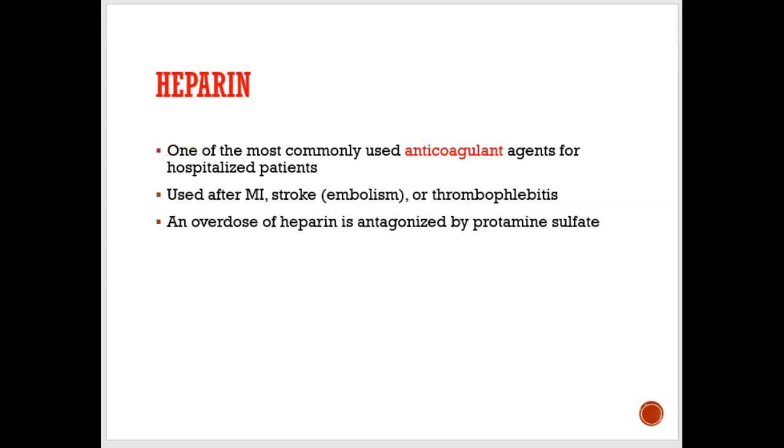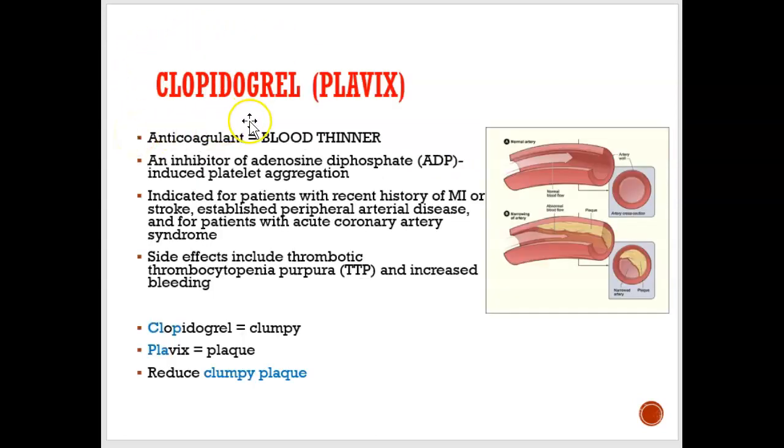Another type of blood thinner is heparin, also an anticoagulant. So think of heparin that rhymes with warfarin, right? They're both blood thinners. And then here's another one, PLAVIX, or CLOPIDOGREL. And this is another type of blood thinner.